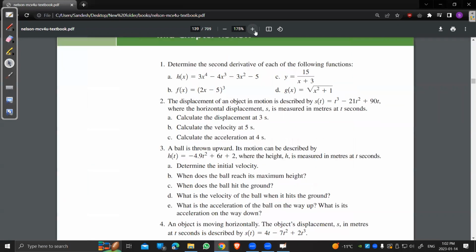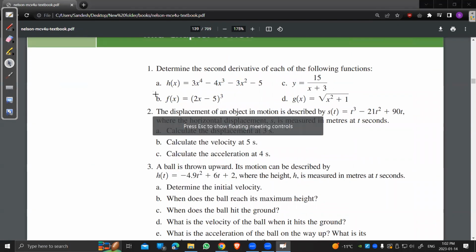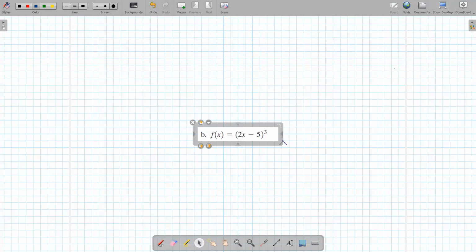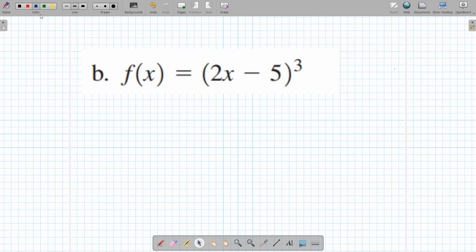All right, we're not gonna bother with the first one. That's too easy. Let's try the second one. It says find the second derivative, not the first. So we want to find f double prime of x. In order to get the second derivative, you need to find the first derivative. What's f prime of x?